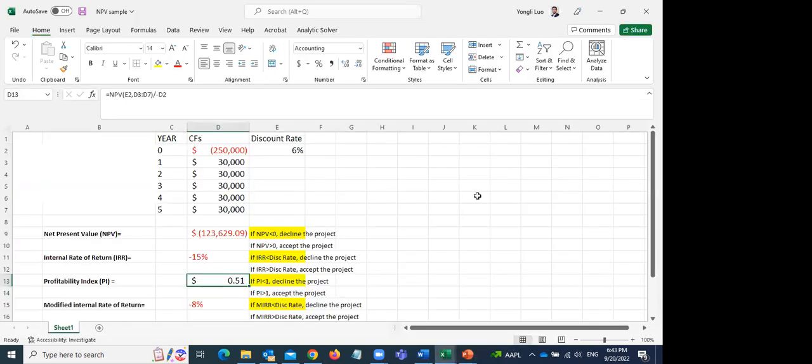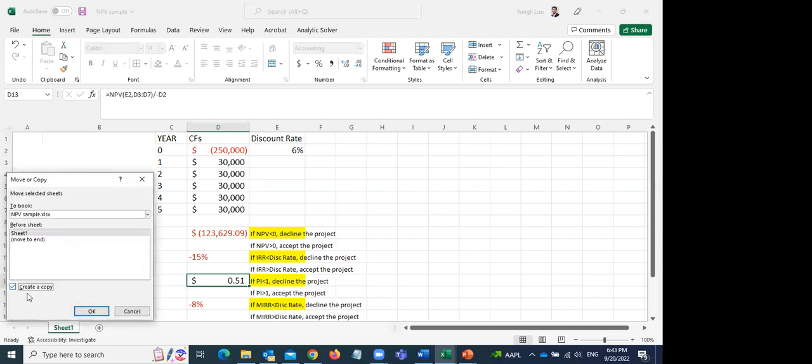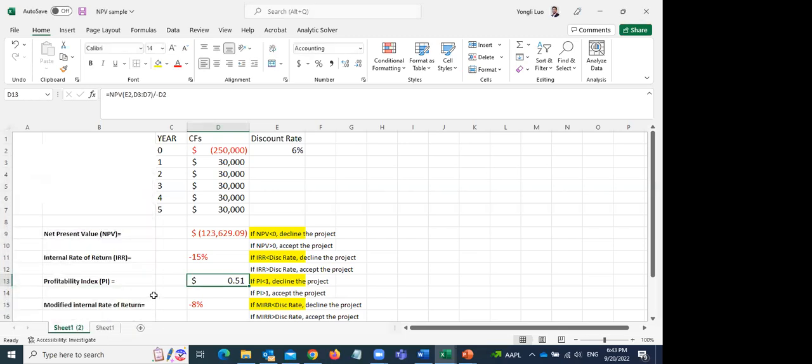Okay, so now we already finished the net present value for the first question. Let me make a copy of this file. Now I'm going to do the payback period. We're going to do the payback period.